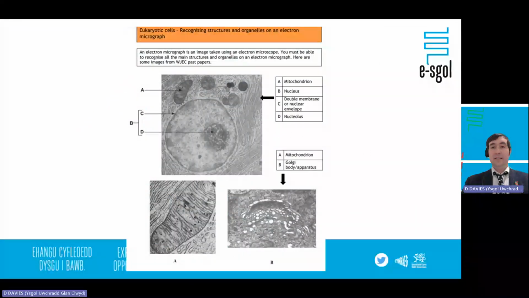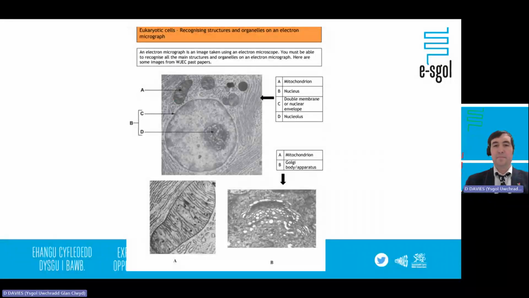Right, next bit. Again, like I've said, you need to recognize these structures. This is an electron micrograph, so it's an electron microscope image of a cell. Now you see A there is a mitochondria. You can see it's in kind of a cylinder shape, and it's got membranes, it's got cristae, it's got folds on the inside.